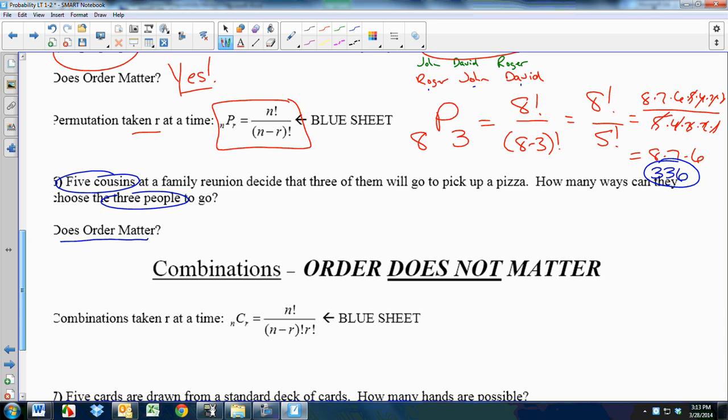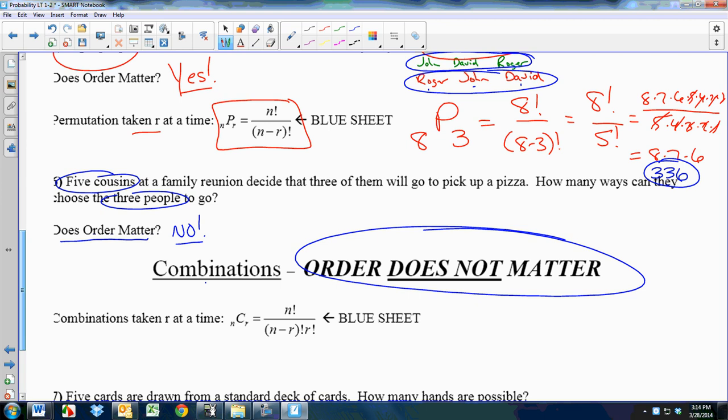Does order matter? Do you get a different group of 3 people going to get pizza? No. John, David, Roger is the same thing as Roger, John, David when you're talking about taking 3 people to go get pizza. So order does not matter. When order does not matter, it's a combination.